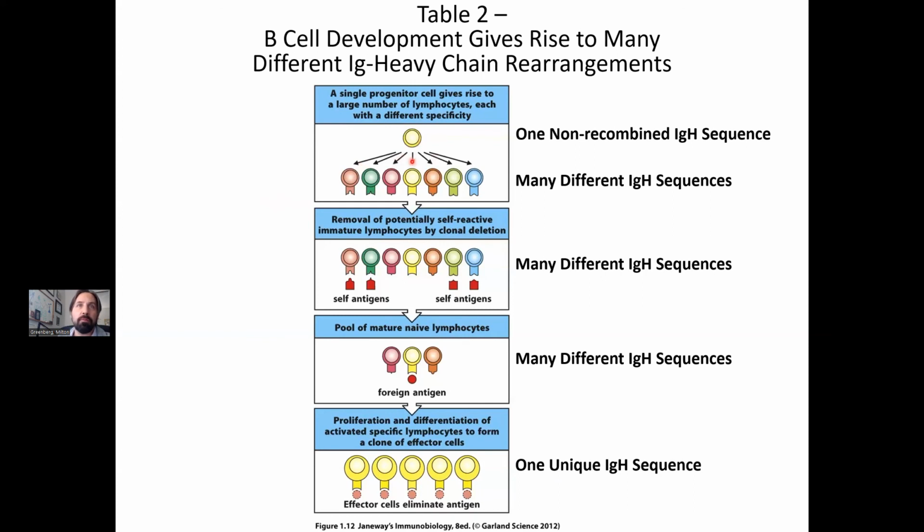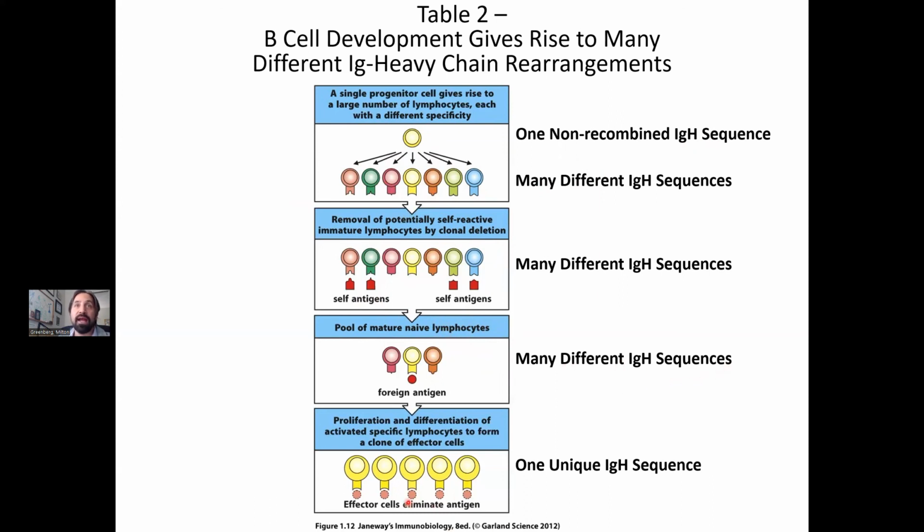Originally, during development, when we're young, there's one non-combined IgH sequence. This is your immunoglobulin heavy chain, one of the pieces of the antibodies that undergoes this recombination. During development, there's going to be a variety of changes to the DNA caused by this recombination, and you're going to generate many different IgH sequences. Ultimately, some of these will be eliminated because of clonal deletion, because they're self-reactive, and then you're going to develop this mature pool of naive lymphocytes with many different IgH sequences.